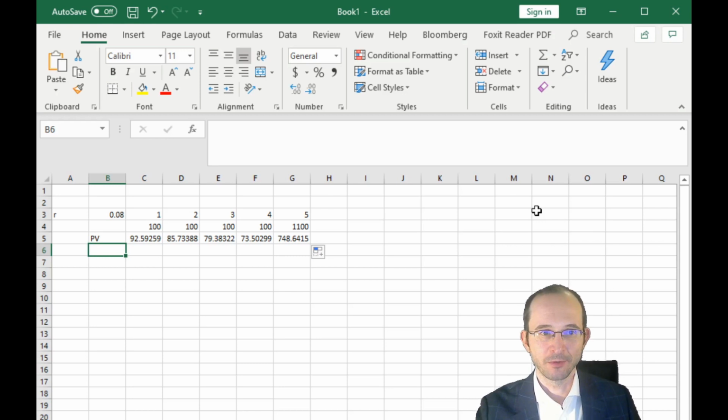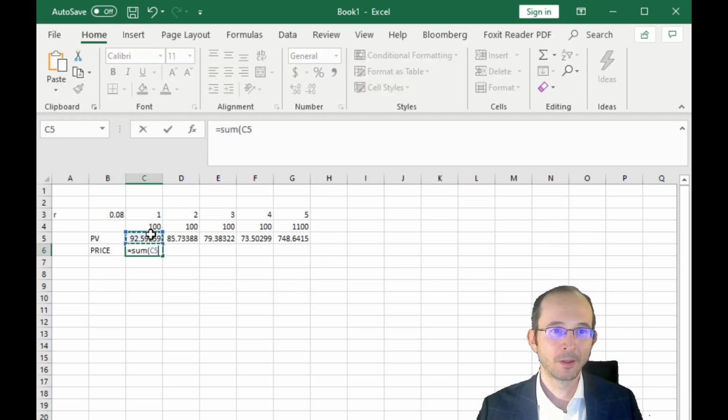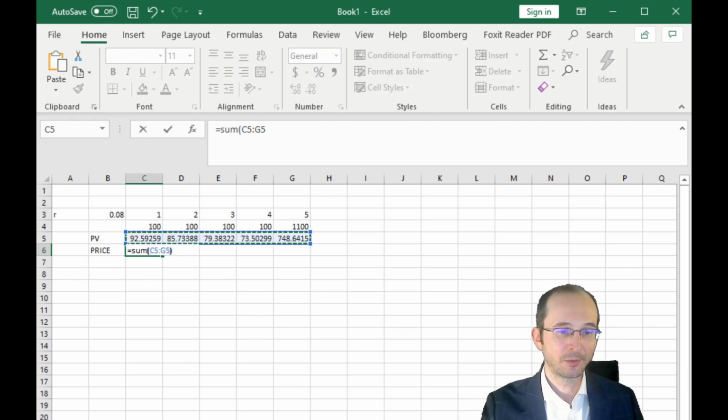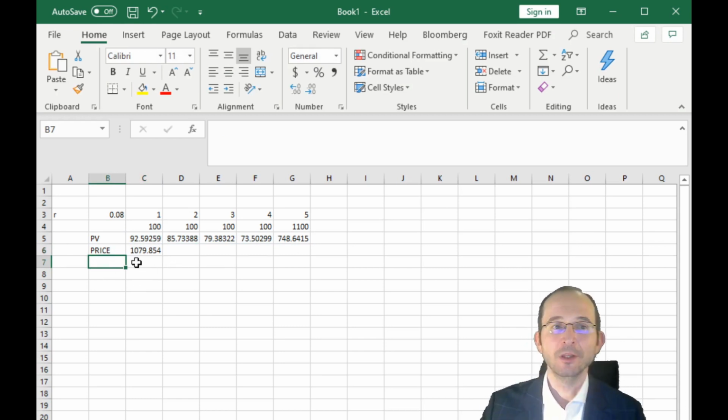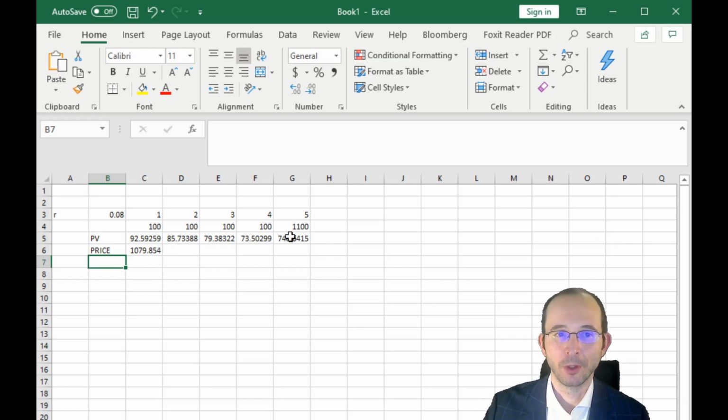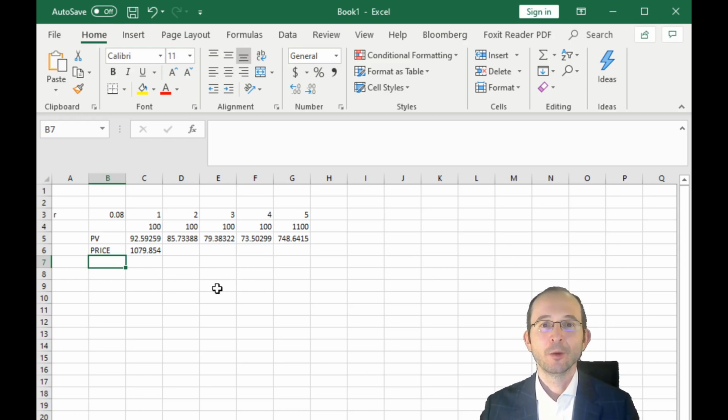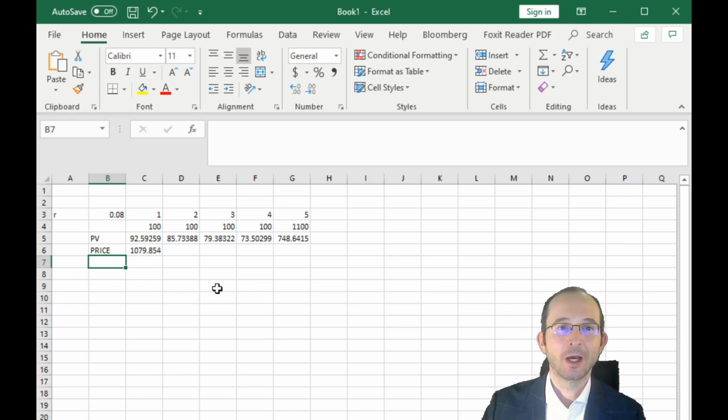And that means that the present value of the bond is going to be the sum of all of these, which is 1079.85. Good. Now remember, if these zero coupon bonds were worth, let's say, more than the price of the bond, 1079.85, you can construct an arbitrage trade where you would buy cheap and you would sell high.